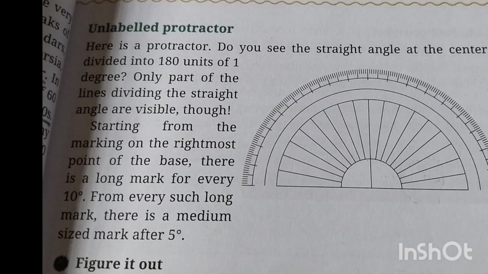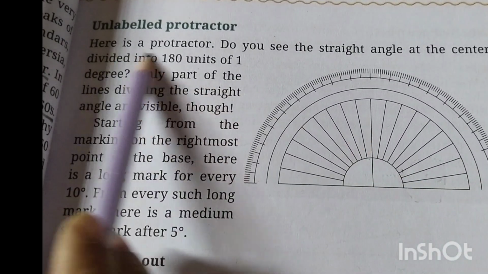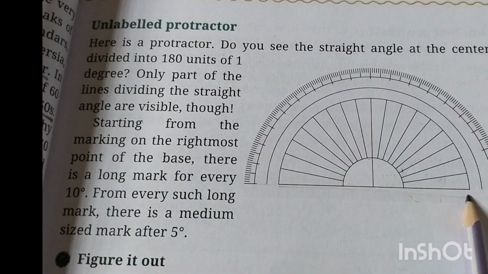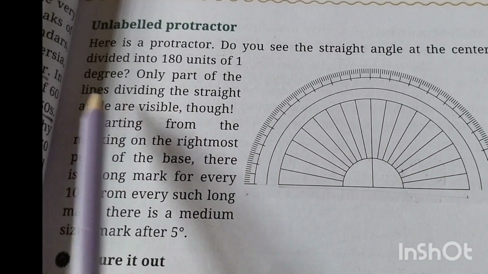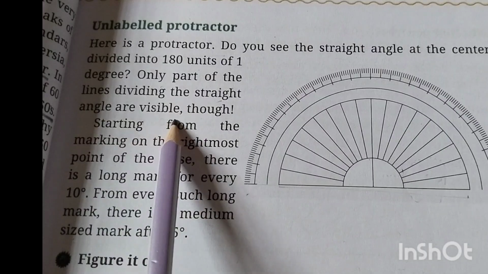Unlabeled protractor. This is an unlabeled protractor. Here is the protractor. Do you see the straight angle at the center, divided into 180 units of 1 degree? Only part of the lines dividing the straight angle are visible.